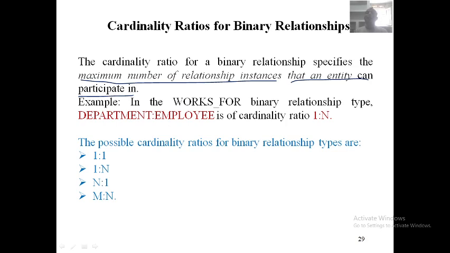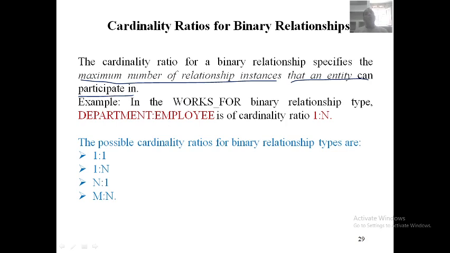How many employees can work in this department? Whether it is only one or more than one, 10 members, 100 members, or n number of members. This is the maximum number of entities that can participate in this relationship type.